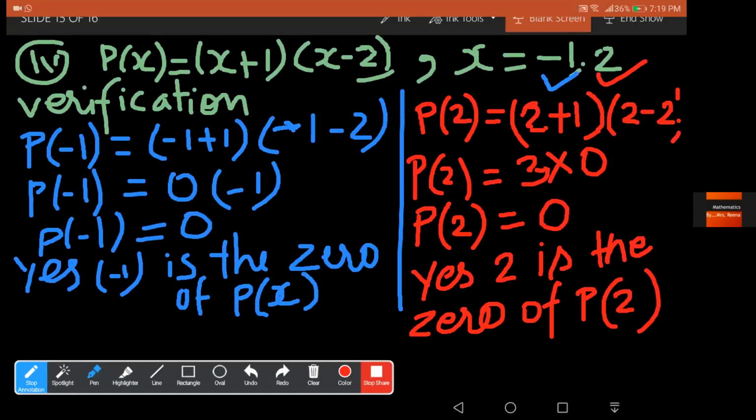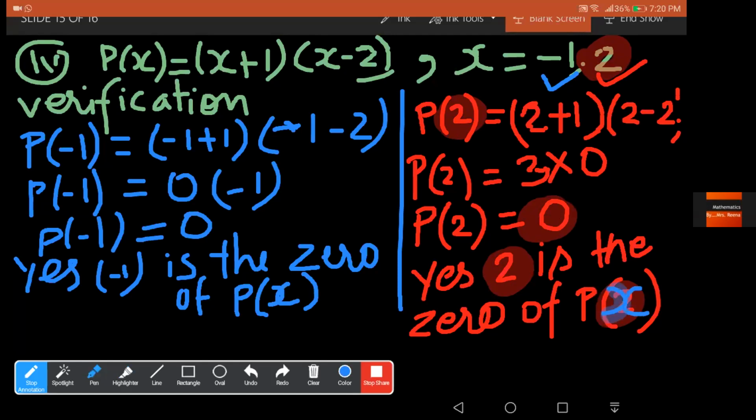So here I can check if I put 2. अगर मैं यहाँ पे x की जगह पे 2 पुट करती हूँ, then what happens? I get 2 plus 1 and 2 minus 2 and the final answer will be 0. So yes, 2 is a zero of px. 2 is a zero of px should be written here.